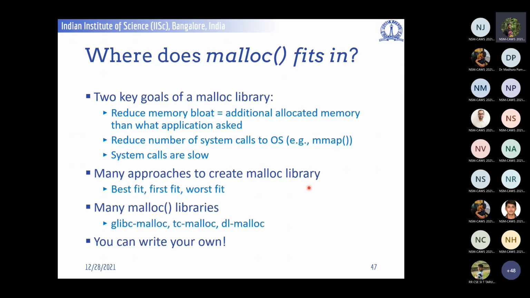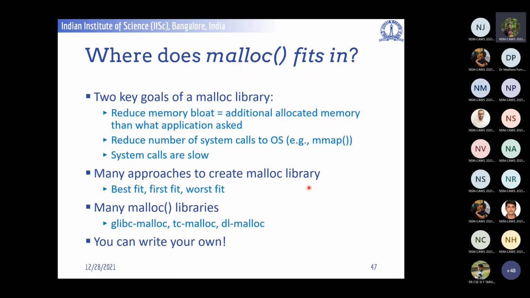And there are many malloc libraries. The most commonly used is glibc malloc, which comes automatically. Google has something called tcmalloc that scales really well to a large number of threads. There are things like dlmalloc, and malloc is a weak symbol. Which means that you can write your own malloc function that will actually get executed instead of whatever, say, glibc malloc, if you write one yourself.